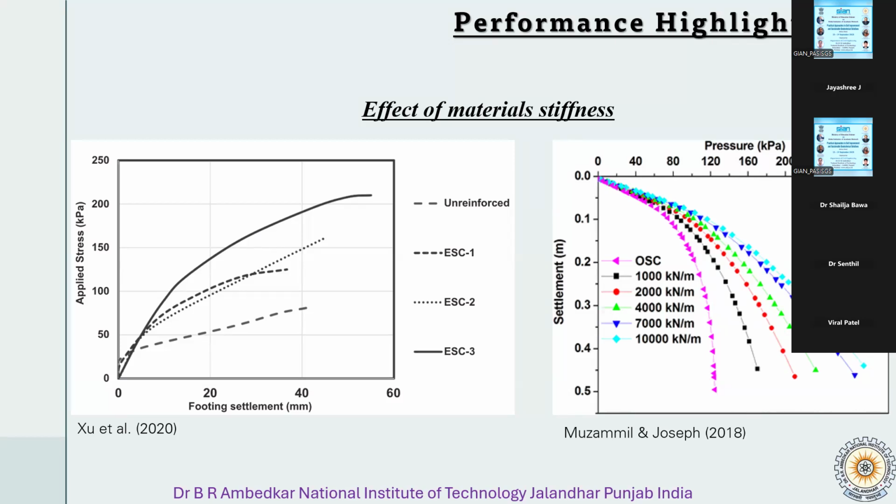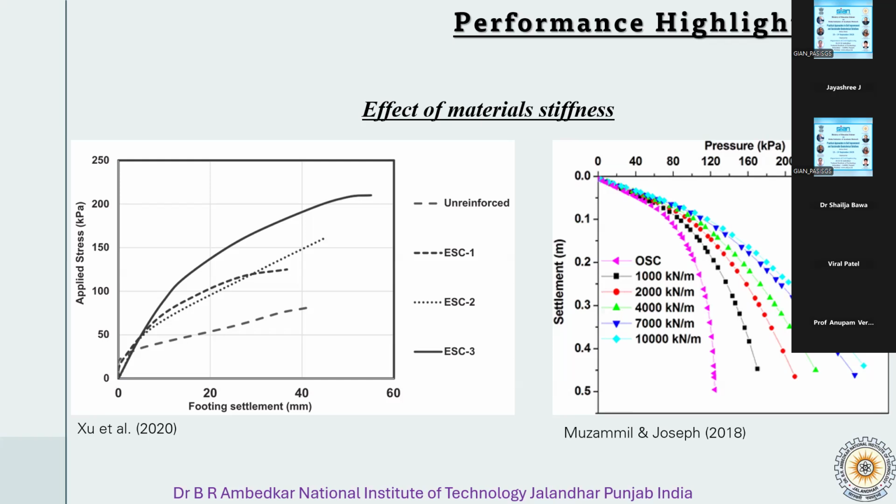First, look at the graph on the left. This shows the relationship between applied stress and footing settlement. The unreinforced soil shows the least performance with low stress resistance and high settlement. And as we move from ESC1 to ESC3, we see that increasing the stiffness of the encasement significantly improves the load bearing capacity.